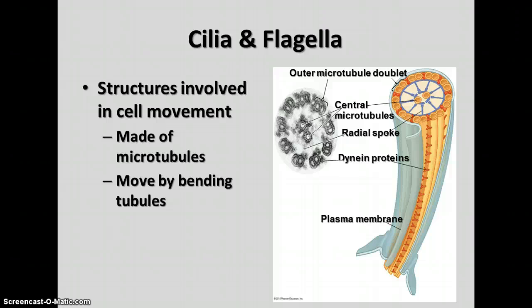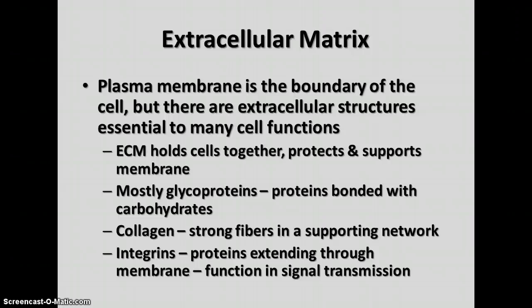The structure of cilia and flagella are basically the same. Cilia are much shorter projections. Flagella are longer and whip-like. The plasma membrane is the boundary of the cell, but there are also extracellular structures that are necessary to a lot of different functions in the cell.